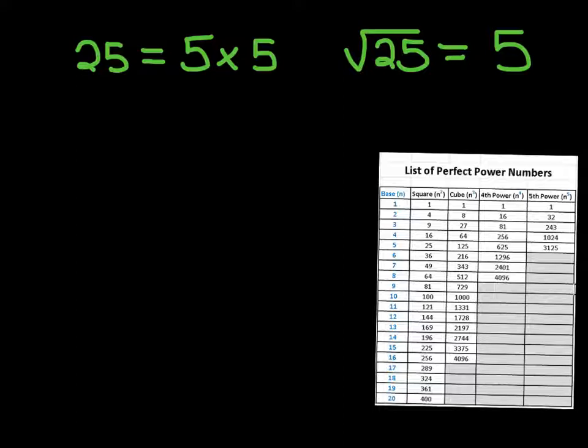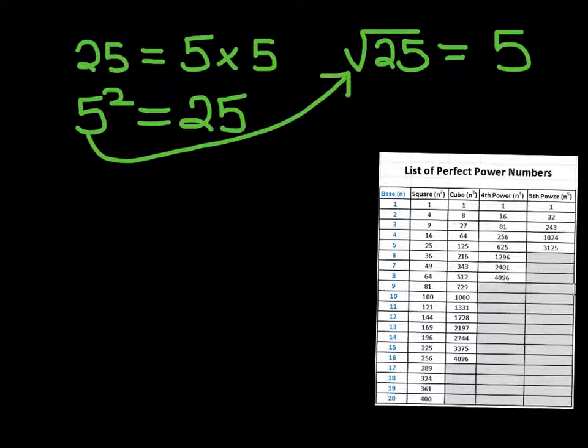So the inverse of taking a square root is squaring a number. If I square 5, in other words multiply it times itself, then I have 25. So you see, squaring a number and taking a square root are opposites of each other.